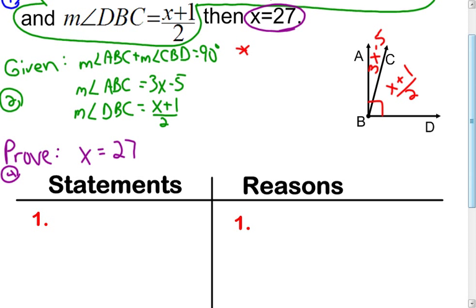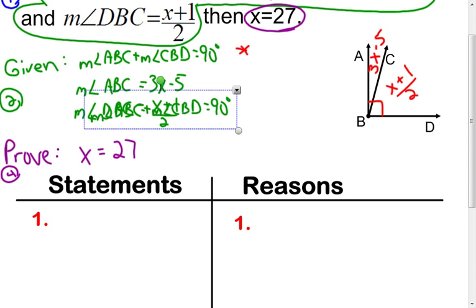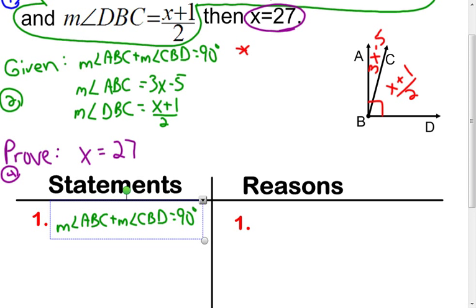But what I'm going to do now to start in statement 1 is I'm going to just start with all my given information. So statement 1, I'm going to take this first line, I'm going to clone it, make life easy, and then I don't have to write it again. So there's statement 1 for me. Well, my reason then is nothing more than given. The problem gave it to me.